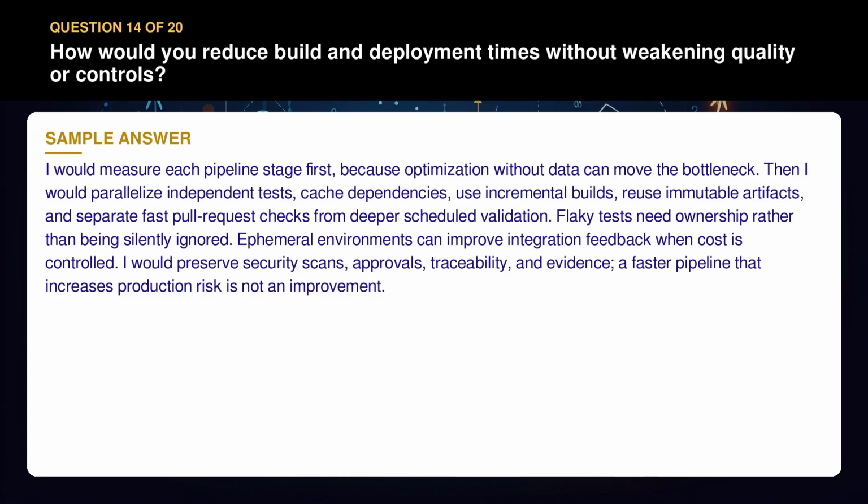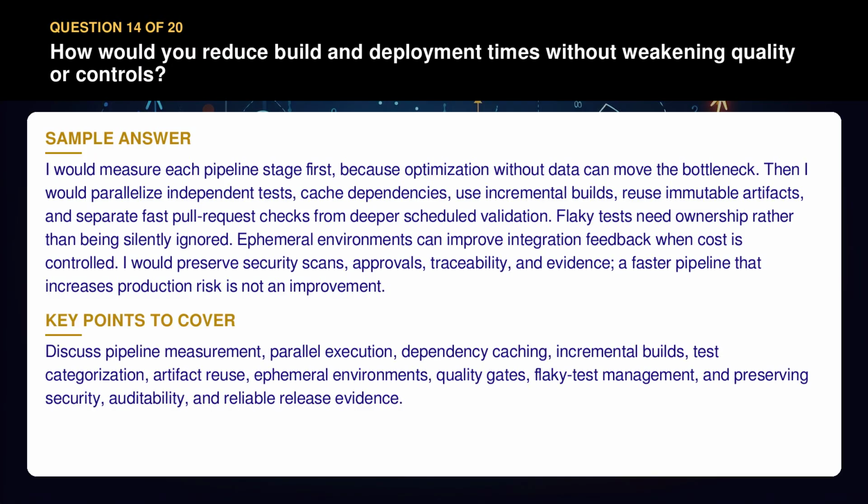Ephemeral environments can improve integration feedback when cost is controlled. I would preserve security scans, approvals, traceability, and evidence. A faster pipeline that increases production risk is not an improvement. Discuss pipeline measurement, parallel execution, dependency caching, incremental builds, test categorization, artifact reuse, ephemeral environments, quality gates, flaky test management, and preserving security, auditability, and reliable release evidence.